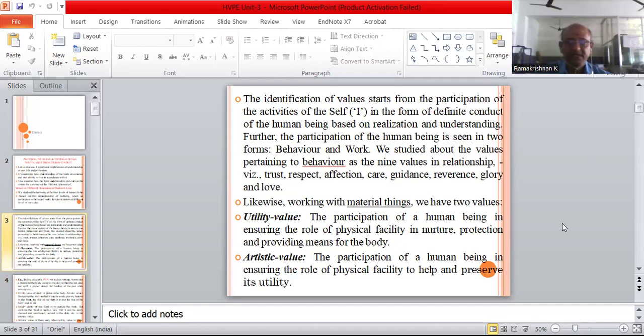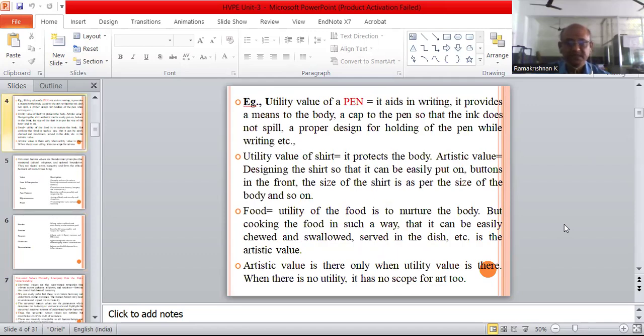We can easily understand by considering examples. For example, let us consider a pen. Normally, the pen is used for writing, so the utility value of the pen is that it helps us to write. It provides a means to the body, and the cap is used so as not to spill the ink. And the proper design of the pen is for easy and convenient holding while writing.